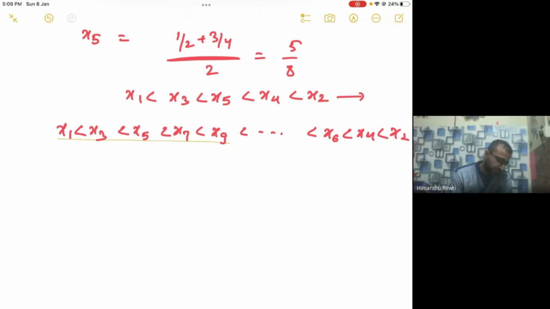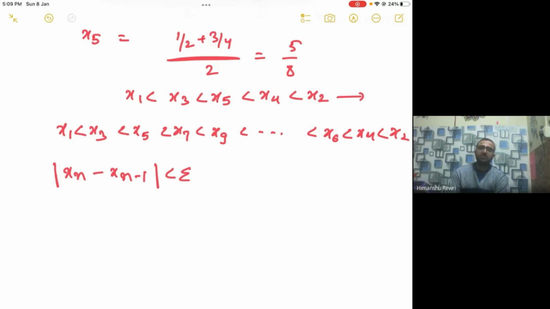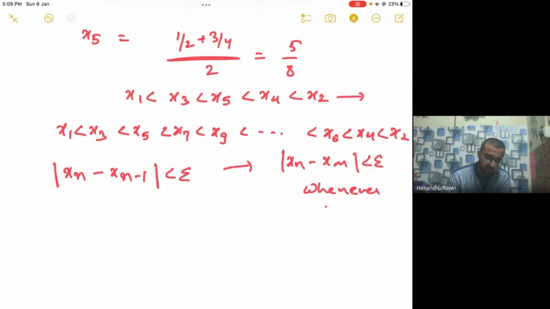Okay, so for Cauchy, what do we have to show? Mod of xn minus xn minus 1 is less than epsilon. This is one way of doing it, where the difference of two consecutive terms of a sequence is less than epsilon. The general statement is that mod of xn minus xm is less than epsilon whenever n, m are greater than or equal to n naught. Okay, so let's find it.